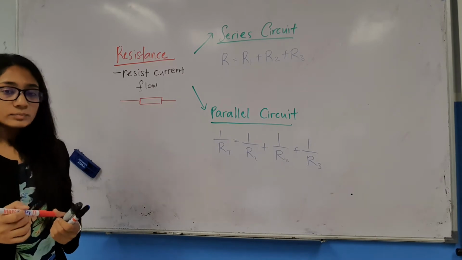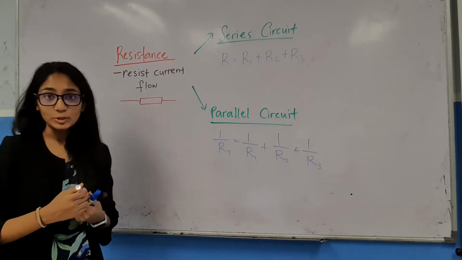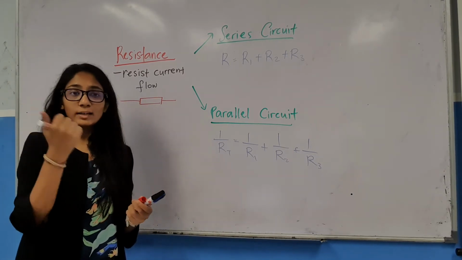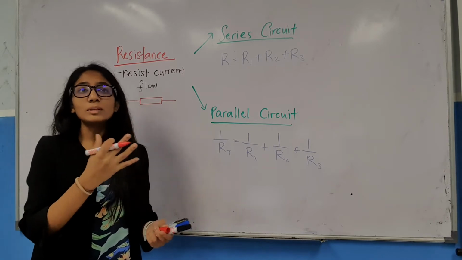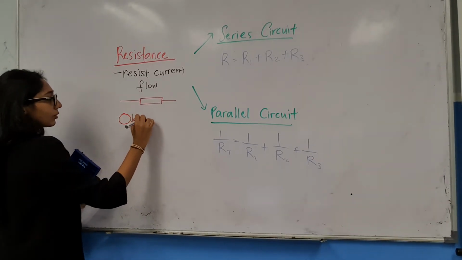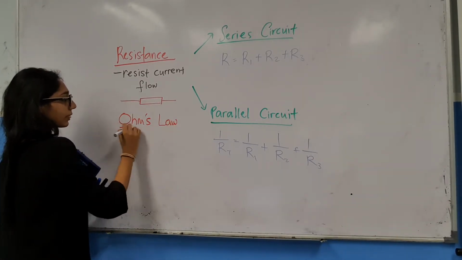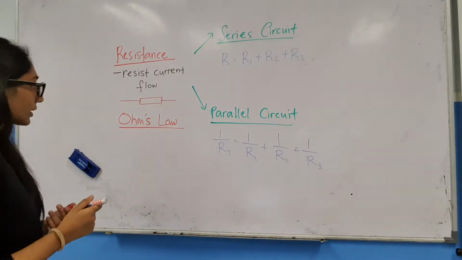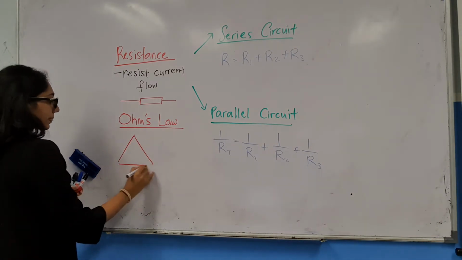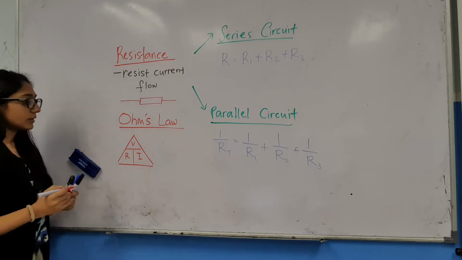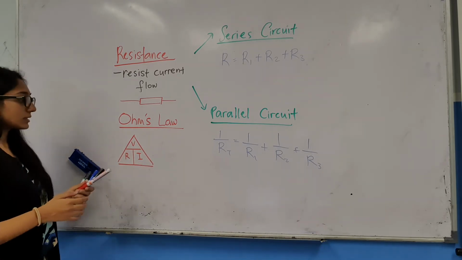Now there is one more formula that connects the current, the voltage, and the resistance, because we've looked at current, we've looked at voltage and resistance. How do the three of them relate to one another? They relate to one another through Ohm's law. So what is Ohm's law? Ohm's law gives us this formula.